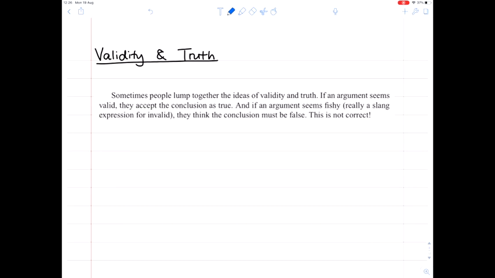Now let's talk a little bit about validity and truth. It's important to realize that an argument being valid and an argument being true are not the same thing. Sometimes if you have a valid argument, people can assume that the conclusions are true. And likewise, sometimes if an argument seems wrong or fishy, then they assume that the conclusions are false. But this is not correct. You can have a valid argument whose conclusions are false, and you can also have an invalid argument, but the conclusions can still be true. So let's have a look at some examples.